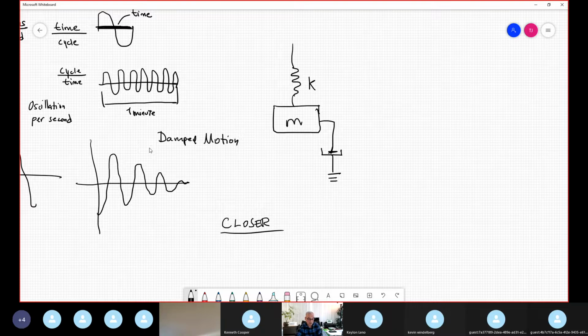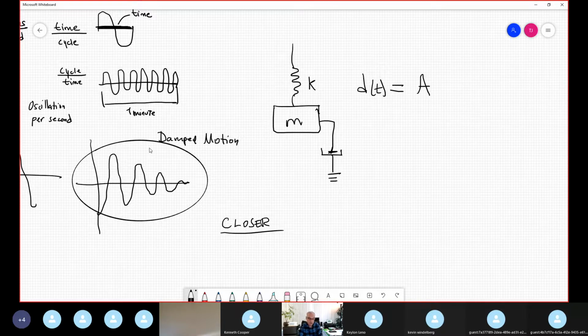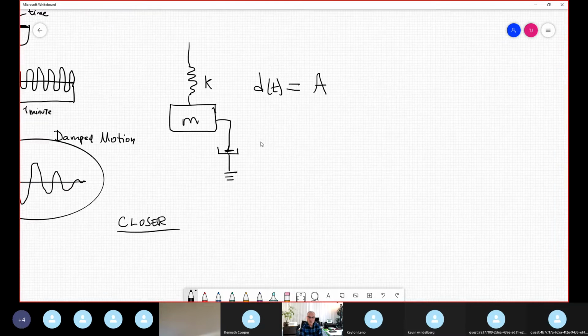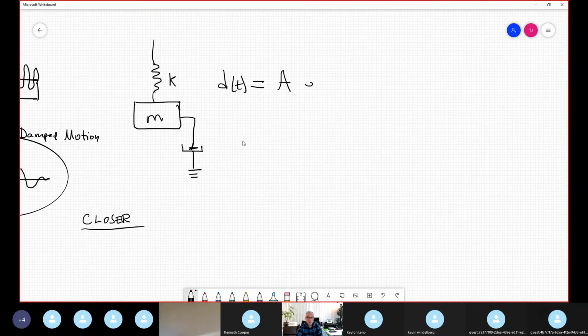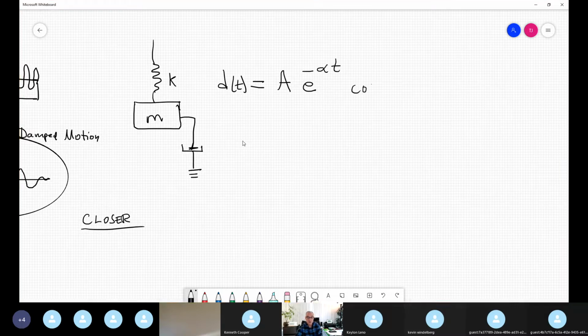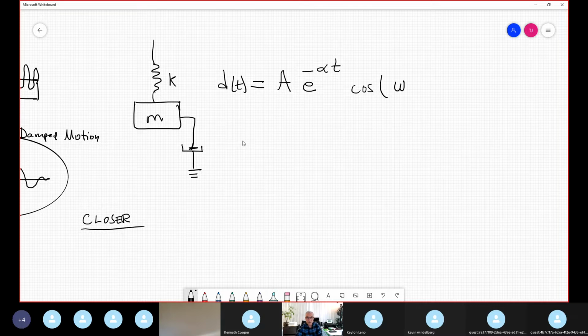So now the motion, depending on the damping parameter, has different behaviors, no? But in this case, the most common behavior looks like that. And what is the equation for the damped motion? Well, the equation is: displacement at any time is equal to amplitude A, times exponential of minus alpha t, times cosine of omega d t. It's similar to harmonic motion, except that we have that exponential part.